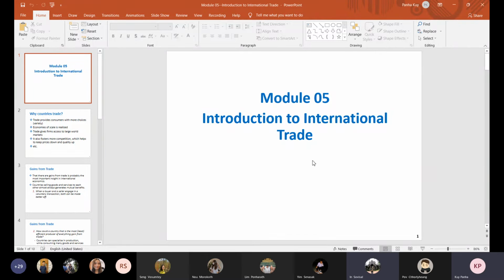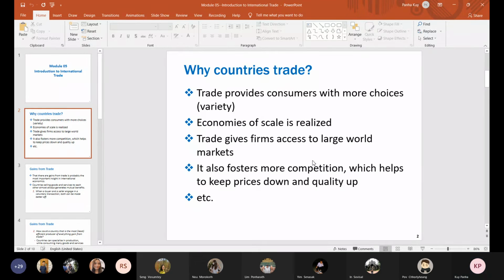So this one is the introduction to international trade. We just look at the introduction first. Why do countries trade? I think I discussed this with you in principles of economics already. We trade to make everyone better off. So why do countries trade? These are the answers for you.